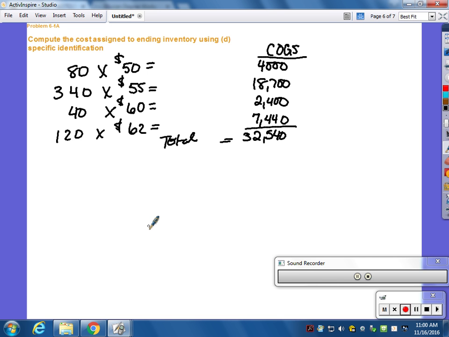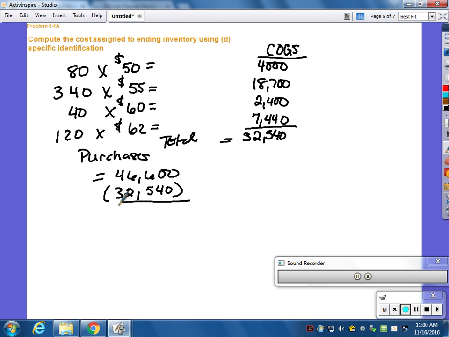But everything we purchased was what? What were all the purchases? Plus we had available 46,600. And so if we subtract out our cost of goods sold, which is 32,540, that gives us an ending inventory of what? $14,060. And that's it for that method.